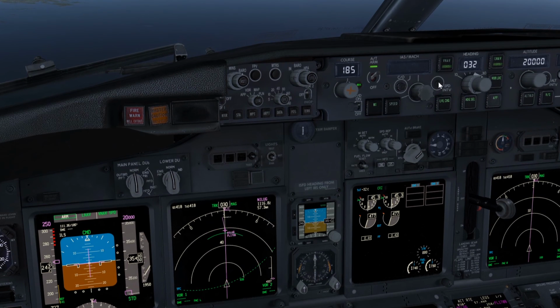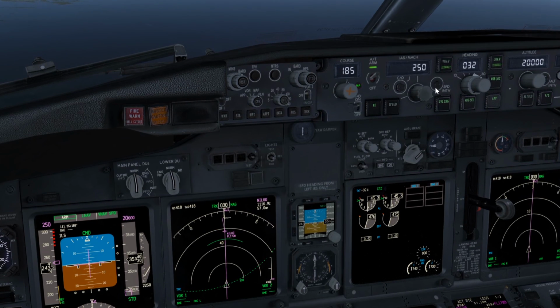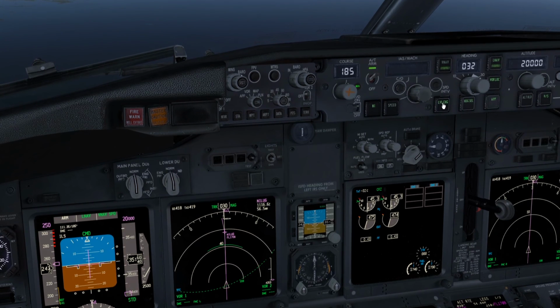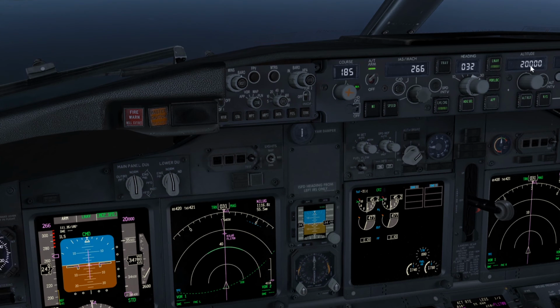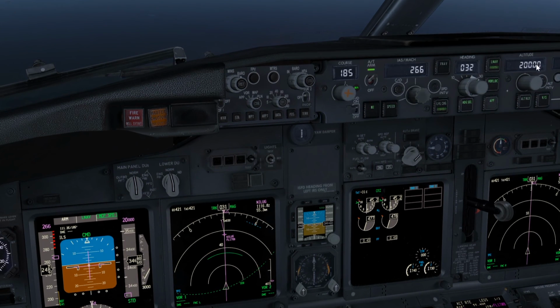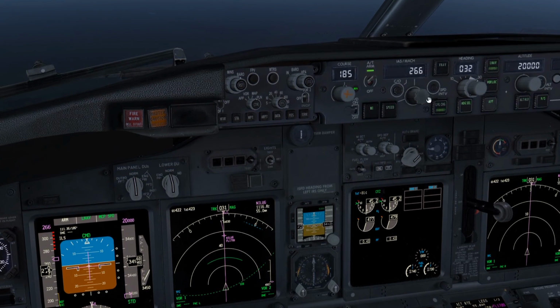So what we can do is either press speed intervene and increase the speed like that, or we can use level change. It's the same thing basically, but in level change it will not keep the restrictions. It will only level off when you reach the flight level or altitude set on the MCP.